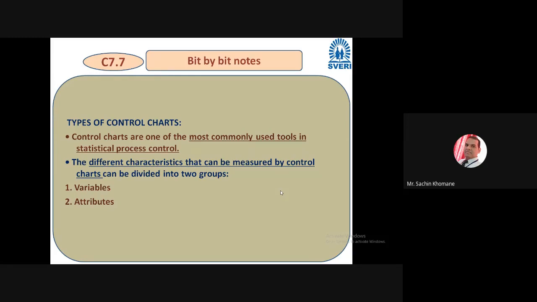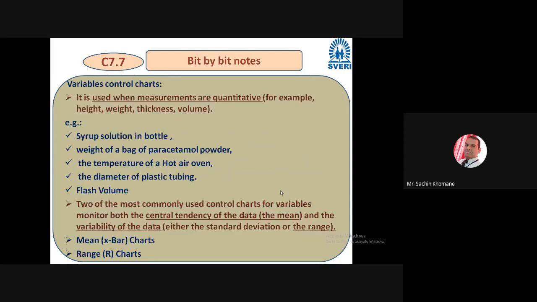So let us see at the beginning what variable control chart means. Okay, and then we'll see the attributes kind of control chart. So let us discuss in detail again what is the meaning of variable control chart. Friends, variable control chart is used when measurements are quantitative. You may have heard the words like quantitative and qualitative. Quantitative means, for example, that we can measure.